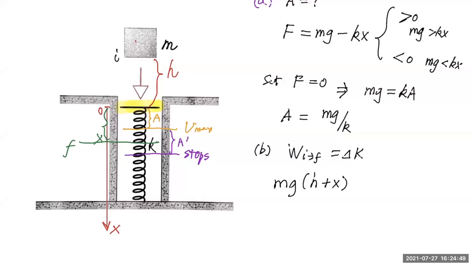And how much is that work? It's negative 1/2 kx squared. We saw in the previous example it was positive 1/2 kx squared. That's when the block is being pulled by the spring, gets faster and faster. Here, the block is being slowed down by the spring. So that's why it's negative 1/2 kx squared. Okay, now what does that equal to? That equals delta K. Delta K is K final minus K initial. K final is 1/2 mv squared.